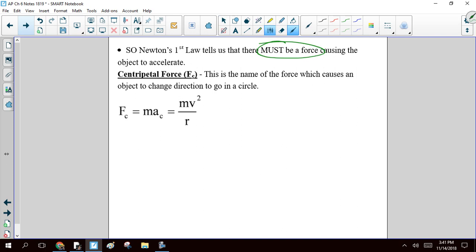And so in circular motion, we call that force centripetal force. The centripetal force is the name of the force that causes an object to change direction while it's going in a circle, all right? And so to calculate it, it's exactly what you'd think. It's mass times acceleration. And if we remember that acceleration is v squared over r, then you can find centripetal force by doing mass times centripetal acceleration. Okay.